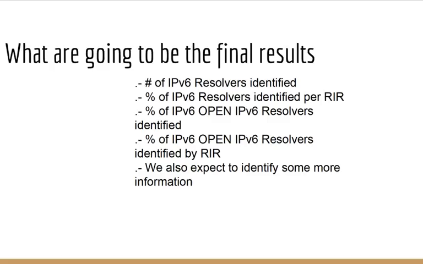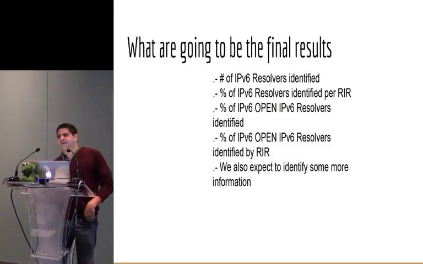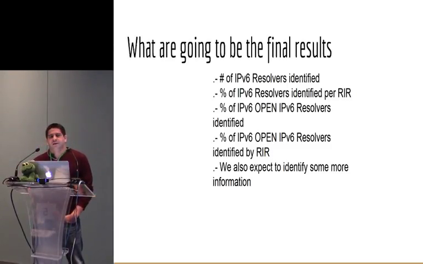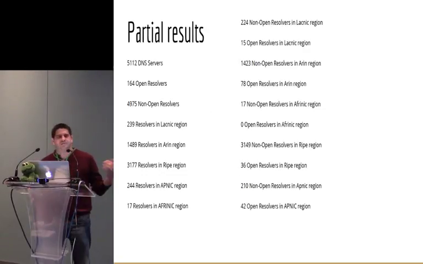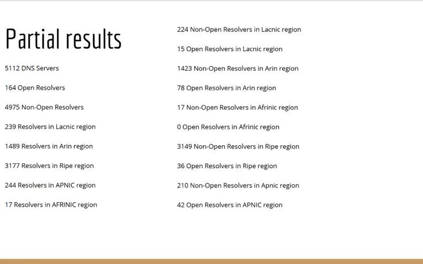The results that we were able to obtain are, for example, the number of IPv6 resolvers identified, the number of resolvers per RIR, and whether they are open or not. And finally, during our study, we were able to identify one more finding that I cannot think of a better place than this event to show, okay? Basically, these are partial results. They are raw data. In the following slides, there are some graphs. I'm going to try to be brief on this.